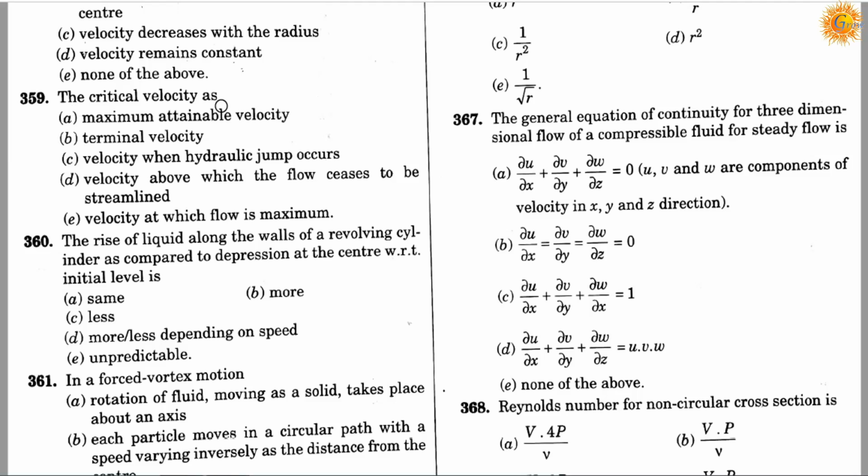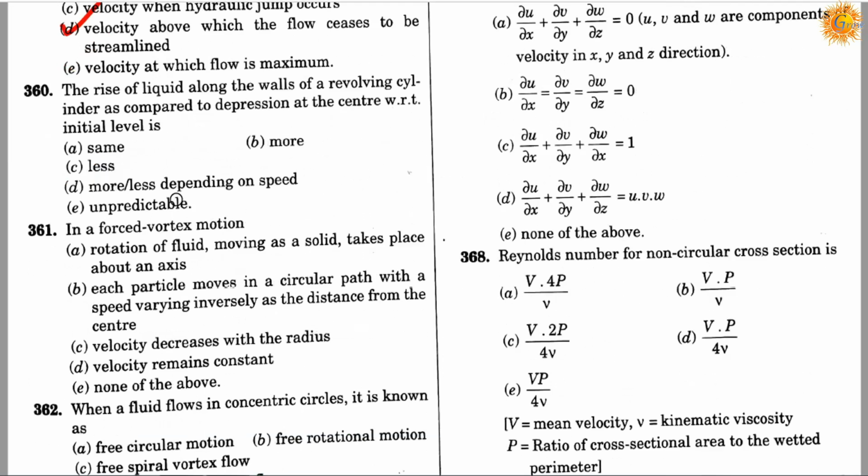The critical velocity is: option A, maximum attainable velocity; option B, terminal velocity; option C, velocity when hydraulic jump occurs; option D, velocity above which the flow ceases to be streamlined; option E, velocity at which flow is maximum. Correct answer is D, the velocity above which the flow ceases to be streamlined.